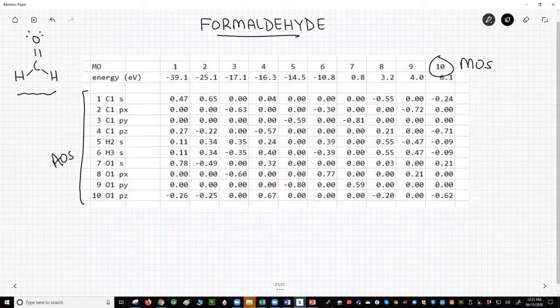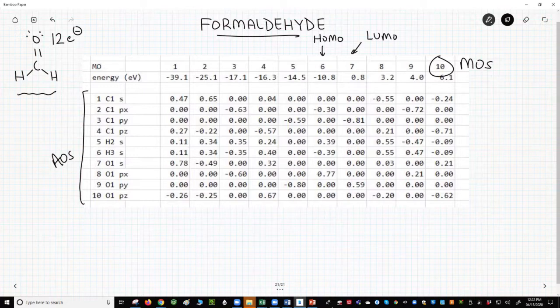Formaldehyde has 12 valence electrons. Those 12 electrons fill 6 MOs. So MO number 6 is the HOMO, highest occupied molecular orbital. And MO7 is the LUMO, the lowest unoccupied molecular orbital.